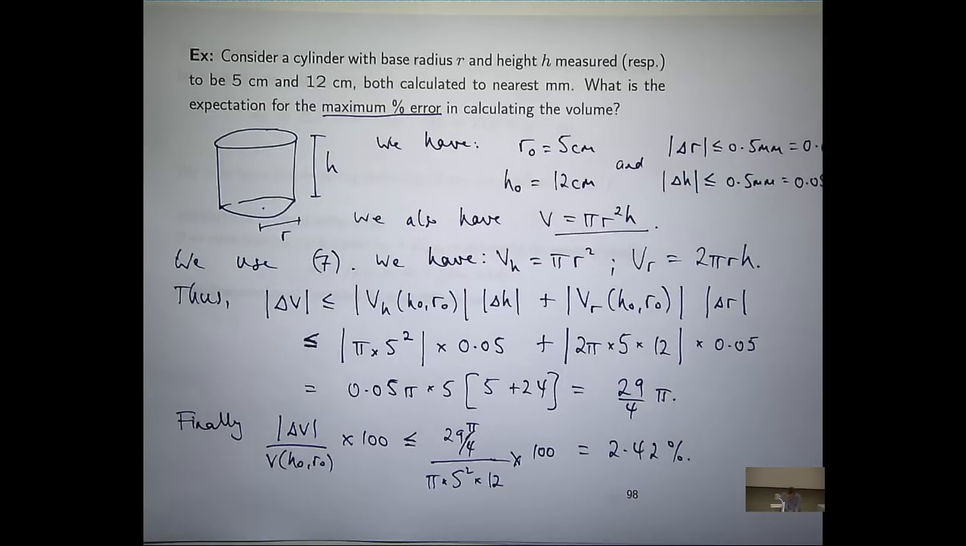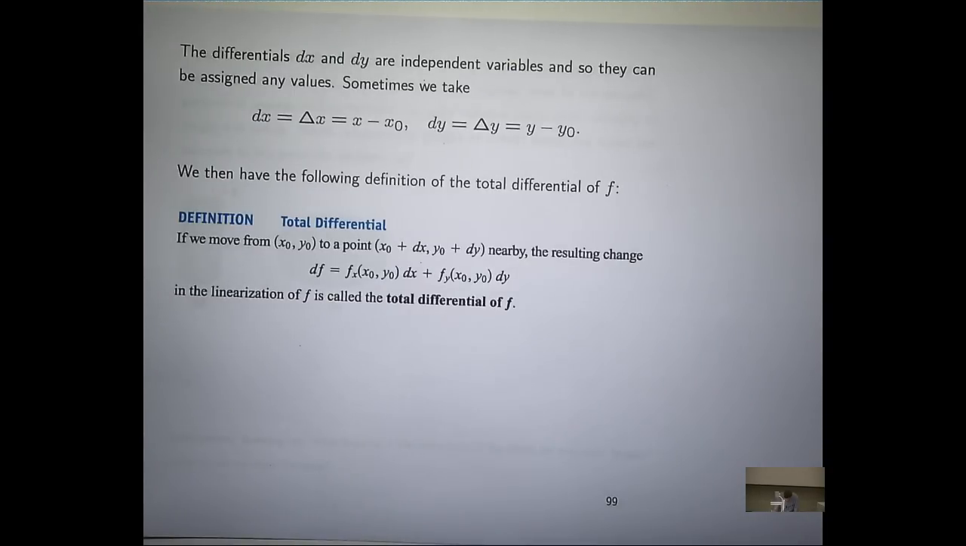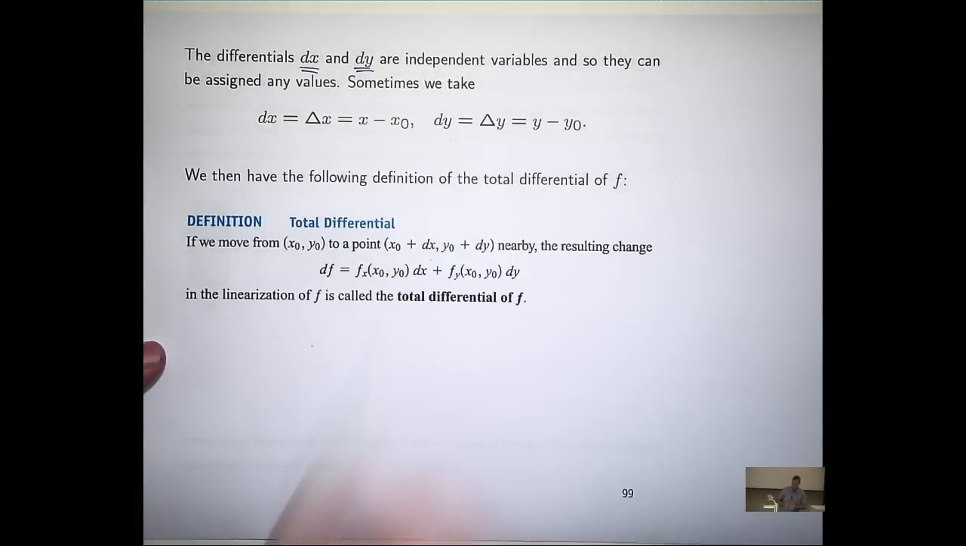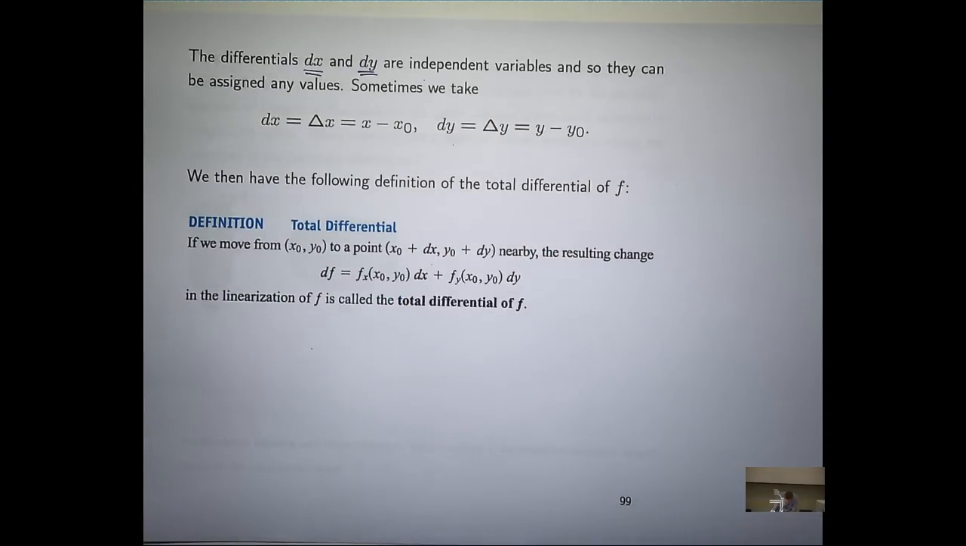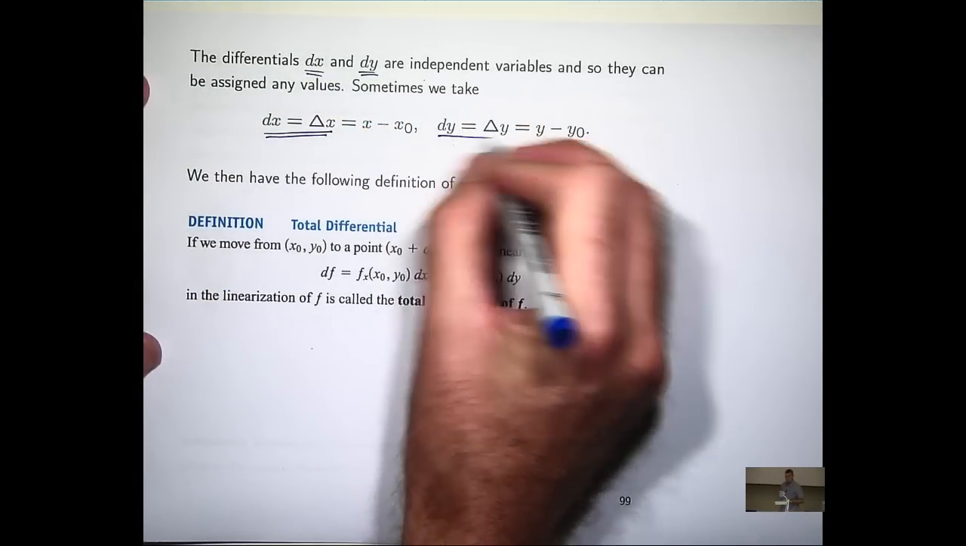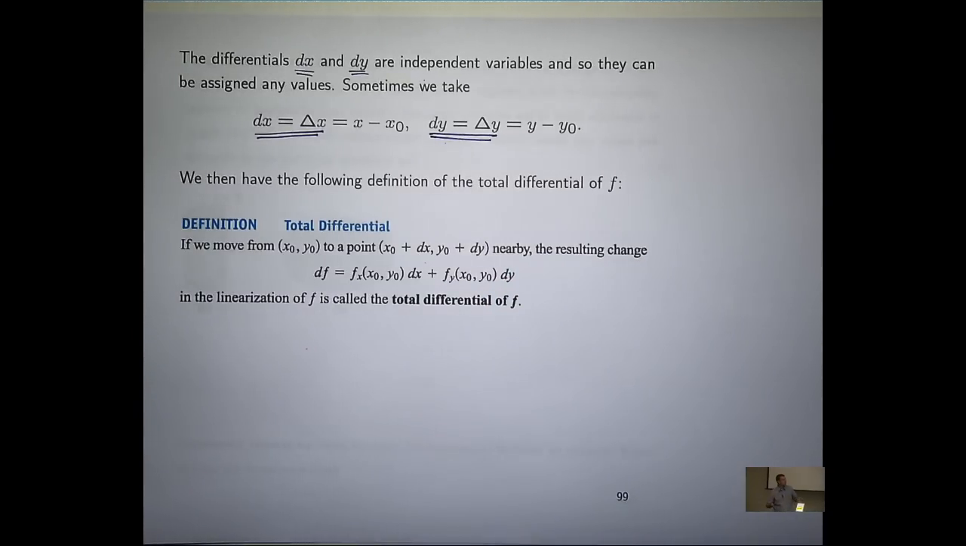Okay, so those problems aren't too involved. There's just a little bit of computation. Now, something that you may have seen in first year is this idea of a total differential. If we introduce these differentials, dx and dy, they're actually independent variables, and we can assign them any values. In the context of this lecture, we can let dx be whatever delta x is and dy be whatever delta y is, and then we can come up with this definition of the total derivative.